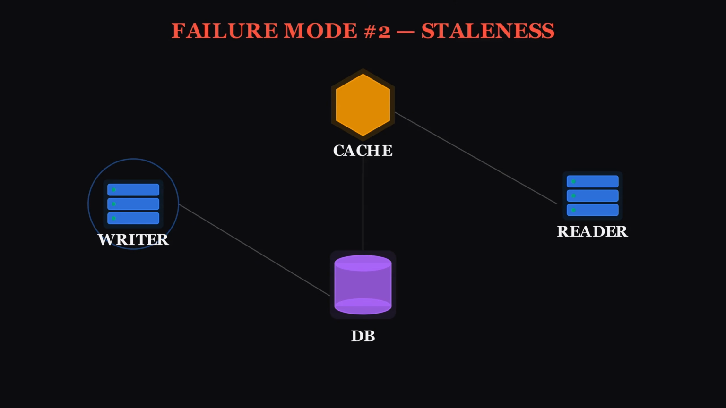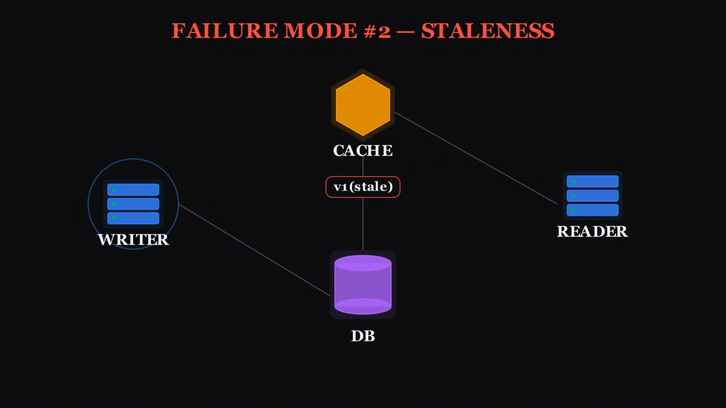The writer updates the database, commits. As far as the database is concerned, the new value is now the truth. But the cache wasn't told. The cache still holds the old value. The reader, meanwhile, asks the cache for the same key. The cache returns, perfectly happily, the stale value.